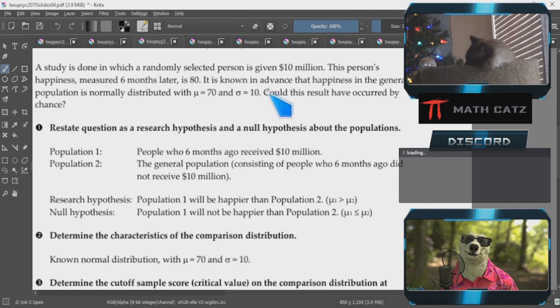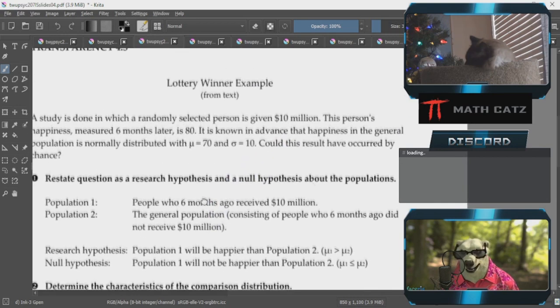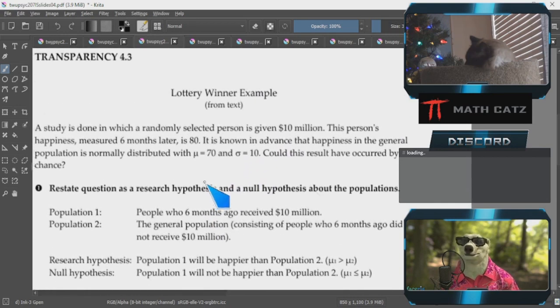Let's explore this. So we have essentially two groups here. People who 6 months ago received $10 million, and this random person is one of those selected from population 1. But of course, it could have happened to other people as well, because we want to say something about people that receive $10 million in general. But population 2 will then be just the general population, people that didn't get this amount of money.